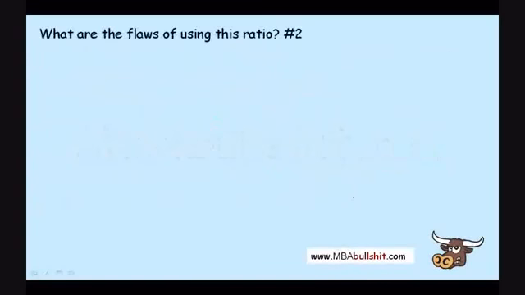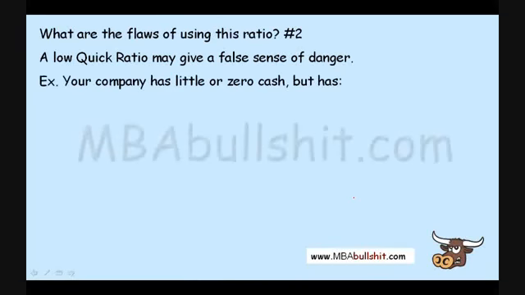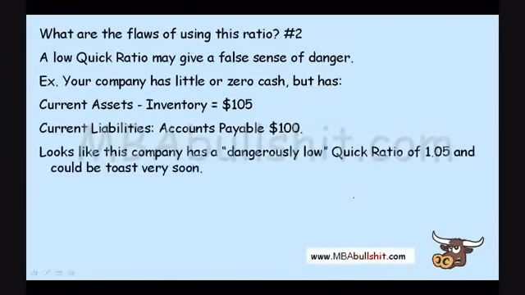So what's the second flaw? Or what are the flaws of this ratio, part 2. Well, a low quick ratio may give a false sense of danger. Your company has little or zero cash, and has quick assets of $105 and accounts payable of $100. So it looks like this company has a dangerously low quick ratio of 1.05 and could be in trouble very soon.